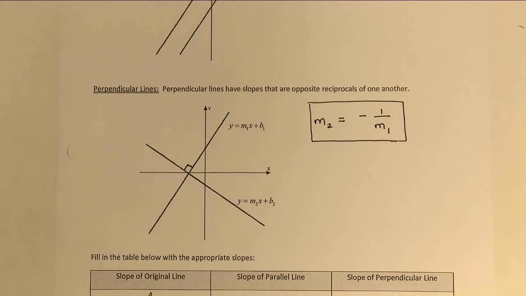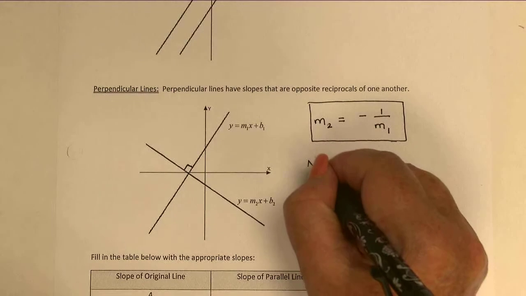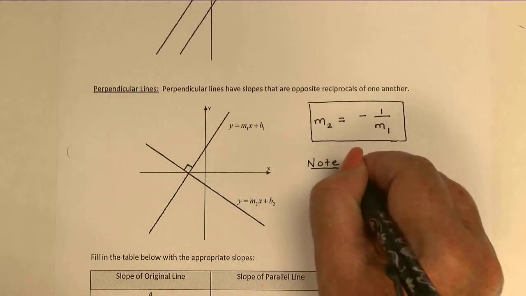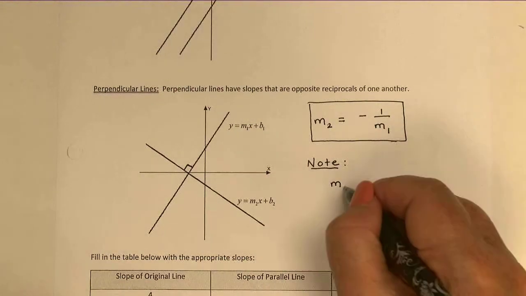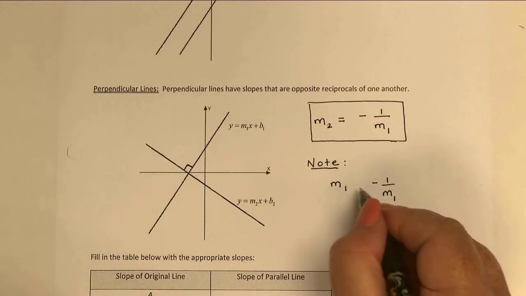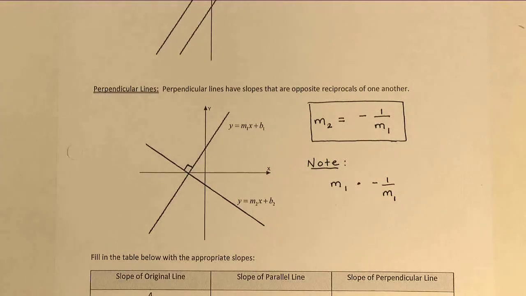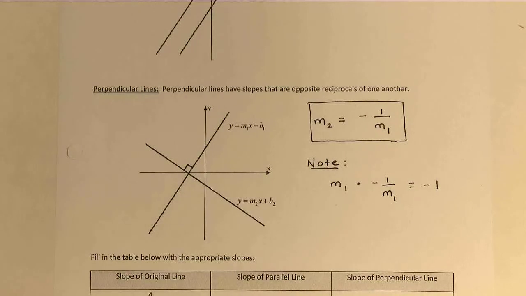One quick check to see that two perpendicular lines truly are perpendicular by looking at their slopes is you can either recognize that relationship, or sometimes people like to check this way. If I look at the slope of the first line, M1, and then the slope of the second line, negative 1 over M1, what would happen if I multiplied those together? Well, the M1s would cancel, and I would get negative 1. So perpendicular lines always satisfy the property that if you multiply their slopes, you should get negative 1.